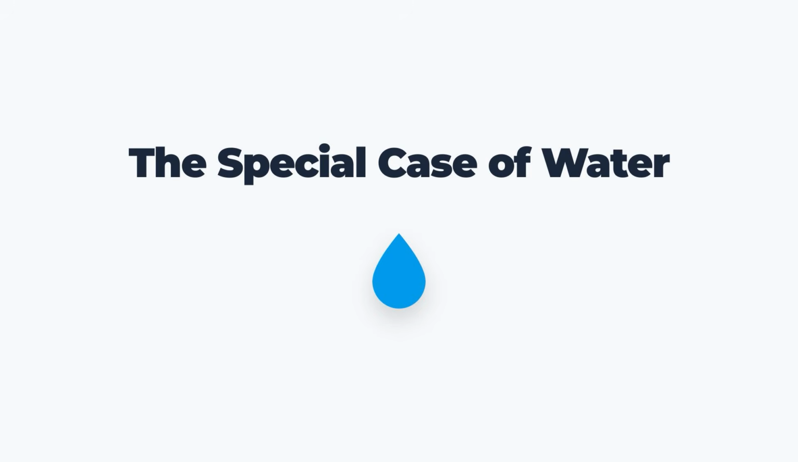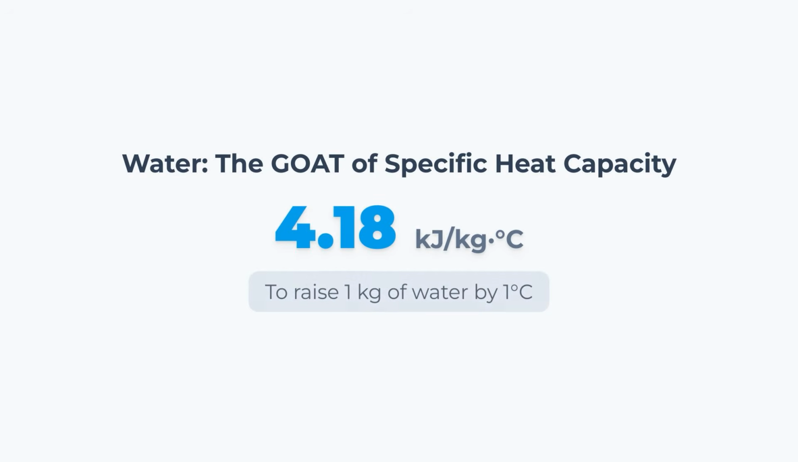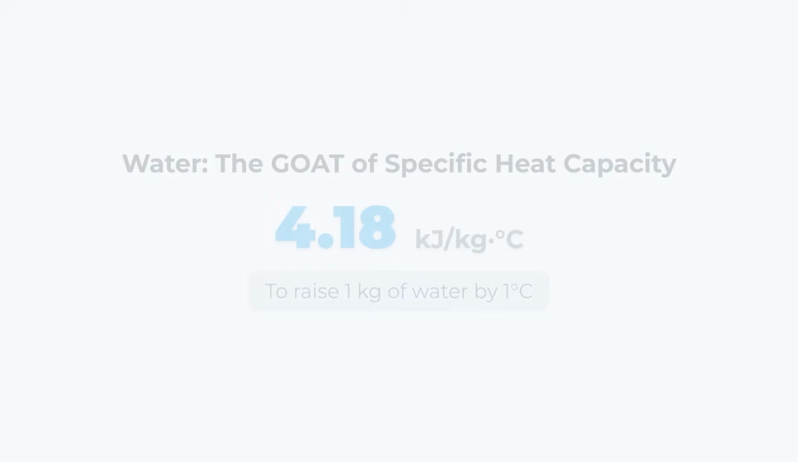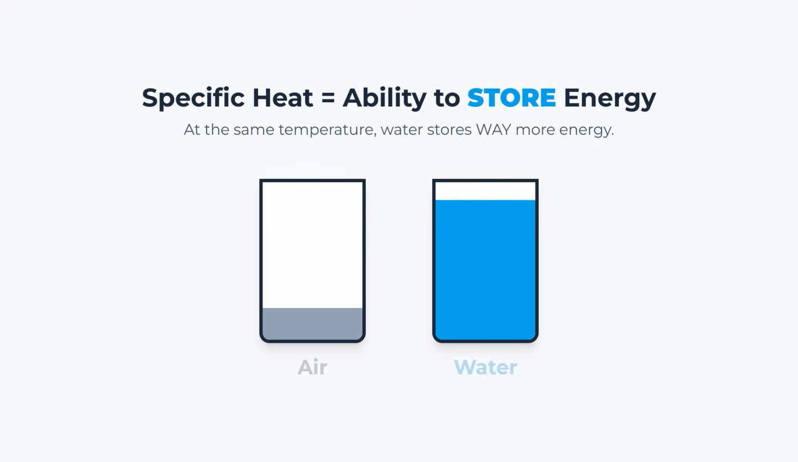Okay, now let's talk about water because it's really special. Water is the GOAT of specific heat capacity. It takes 4.18 kilojoules to raise a kilogram of water by 1 Celsius degree. In comparison, air is 1.0, aluminum is 0.9, cast iron is around 0.5. If we think of specific heat capacity as a material's ability to hold on to energy, then water beats out every other material even when it's at the same temperature. Not only is water more dense than air, which means more moving molecules and therefore more energy transfer, it also holds on to more energy per molecule.